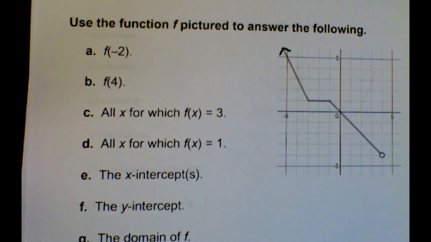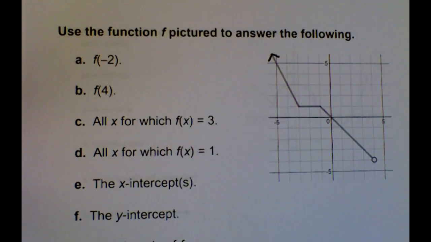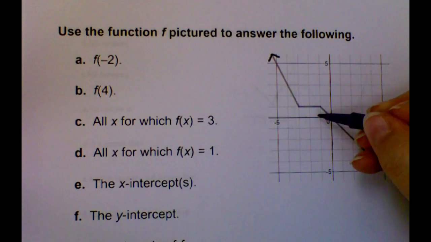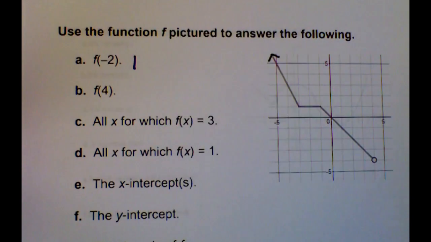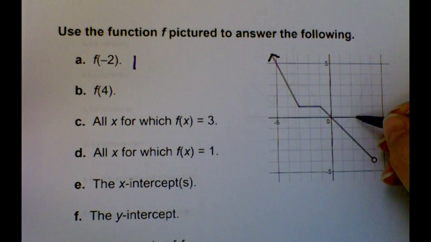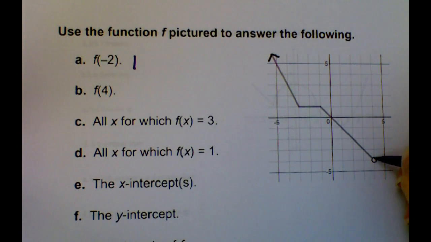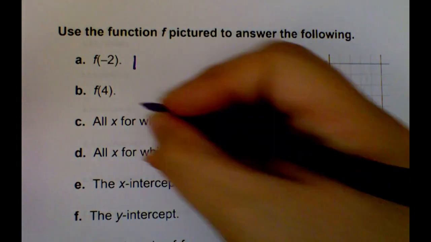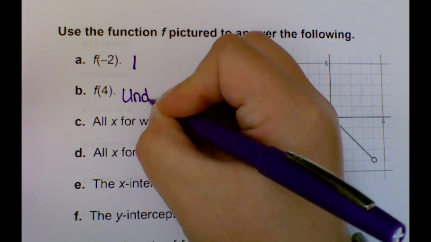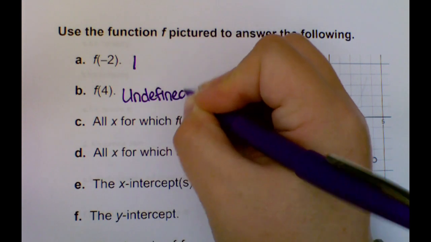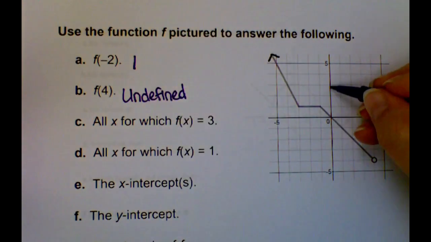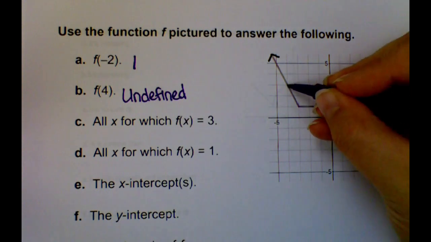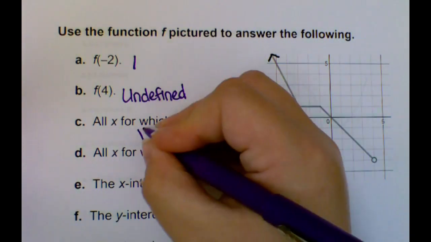We're going to answer some questions about a graph right here. First thing we're going to find is f of negative 2. So my x value is negative 2, my y value is 1, so my answer is 1. F of 4, my x value is 4. What's my y value? Well, that's an open circle. That's undefined. All x for which f of x equals 3. That means when my y value is 3, what is my x? Well, my x was negative 4, so there's my answer.